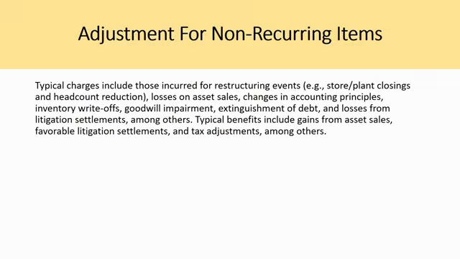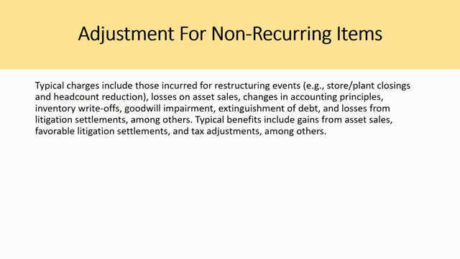Typical charges include those incurred for restructuring events such as store plant closings and headcount reduction, losses on asset sales, changes in accounting principles, inventory write-offs, goodwill impairment. That's a big one, especially if a company has made a recent acquisition. They've reduced the amount of goodwill on their balance sheet, or an extinguishment of debt, and losses from litigation settlements, among others. Typical benefits include gains from asset sales, favorable litigation settlements, and tax adjustments, among others.